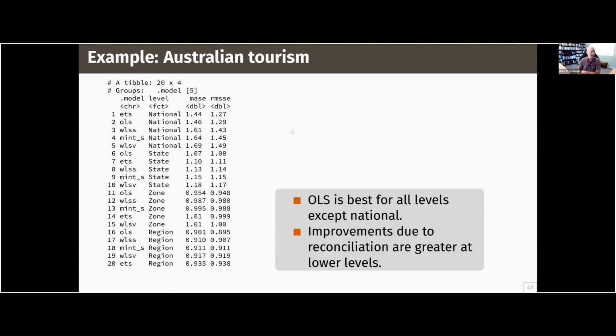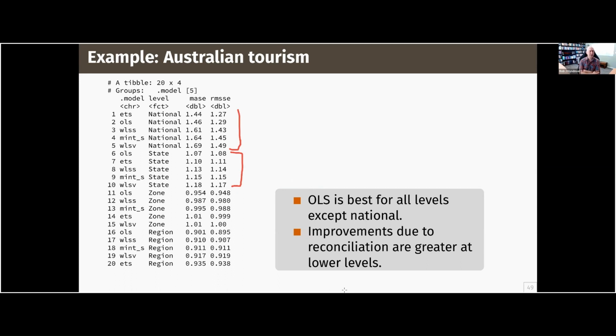And so you can see that for all the levels, so there's national, there's state, and so on, OLS is better for all the levels except the original national series. So at the top level, the base forecasts work a little better. But for every other level, OLS is better. And the further you go down, the more reconciliation is improving.